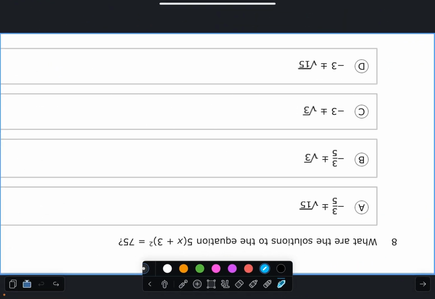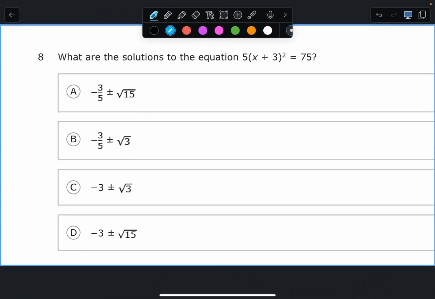Solutions means what? Zeros. Your x-intercepts. I'm trying to think of what's the easiest way to solve this one. The easiest way would actually be to just solve it, but what you're going to need is the easiest way is going to be to get the decimal values of them.